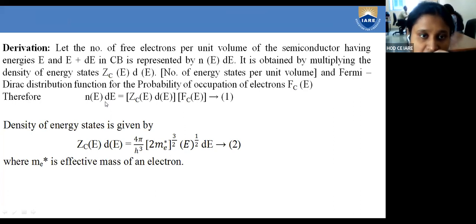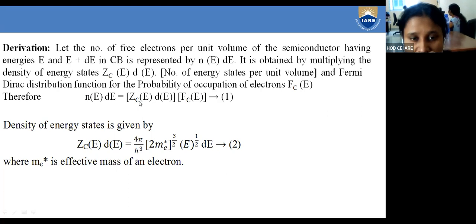What was the dn? I said dn equals Z of E dE. So instead of first finding the total number of electrons in the entire conduction band, we have selected a small set of energy levels, and we say that this small set of energy levels is present in the energy interval dE. First we'll find how many electrons are present in that small energy interval. After that we'll find the total electrons in the entire conduction band. For that we have used this equation 1, which you are going to see now.